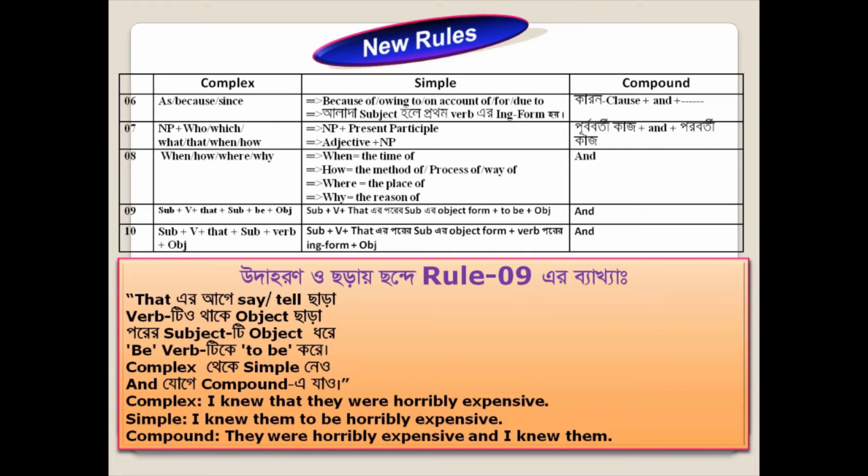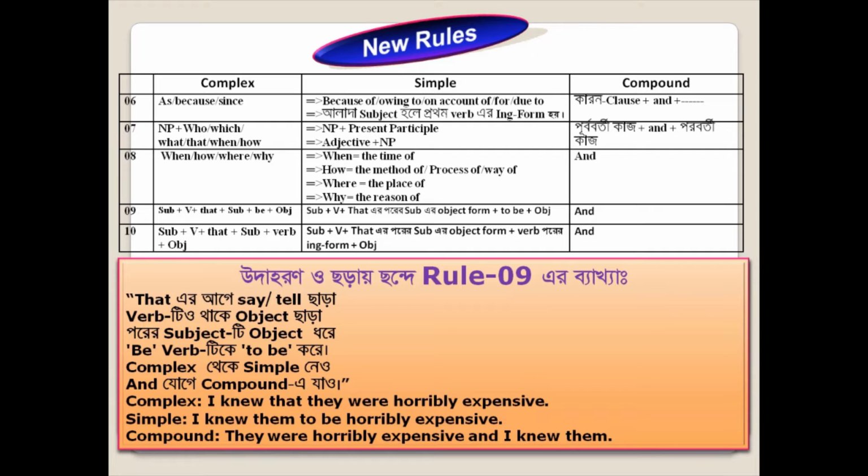Complex: I knew that they were horribly expensive. Simple: I knew them to be horribly expensive. Compound: They were horribly expensive and I knew them. Rules number 10. Here in complex, subject plus verb plus that plus subject plus verb plus object.